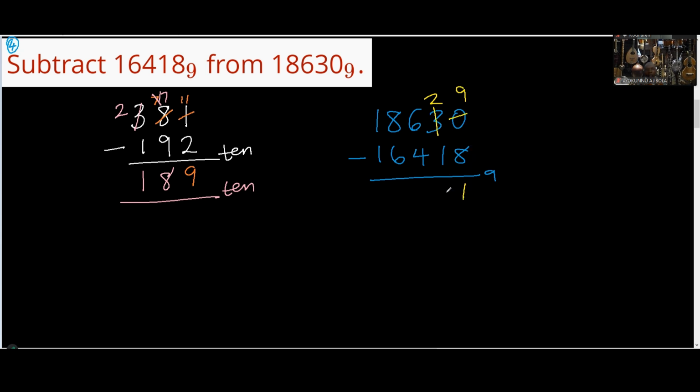Then 2 minus 1 gives us 1. 6 minus 4 gives us 2. 8 minus 6 gives us 2. 1 minus 1 is a 0. We don't need that. And that is the answer. The answer is 2211 base 9. We're going to continue shortly.